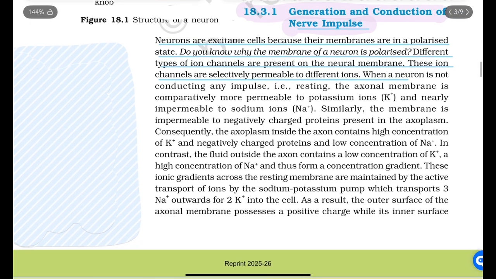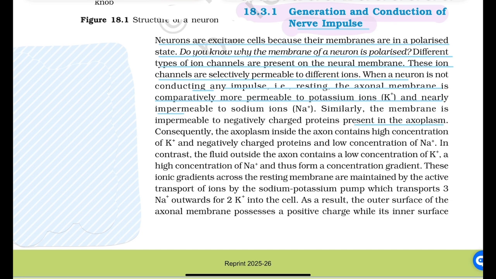These ion channels are selectively permeable to different ions. When a neuron is not conducting any impulse, it is at rest. The axonal membrane is comparatively more permeable to potassium ions, K+, and nearly impermeable to sodium ions. Similarly, the membrane is impermeable to negatively charged proteins present in the axoplasm.